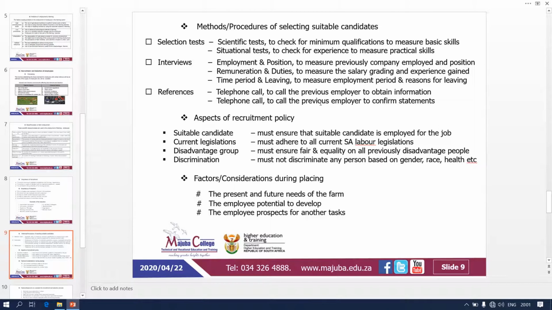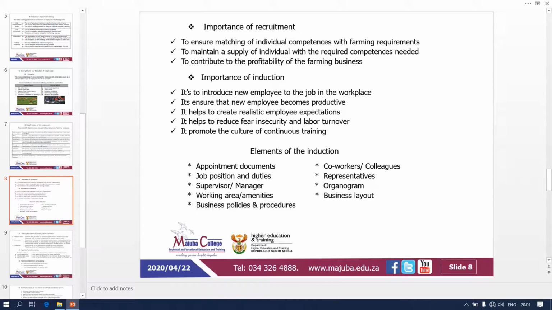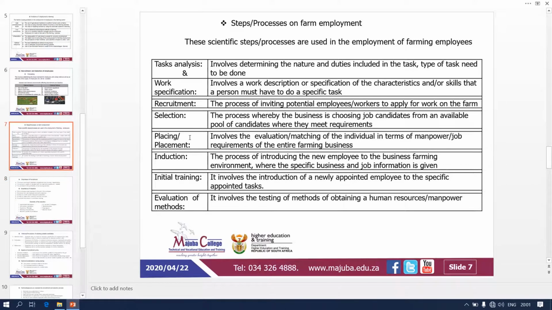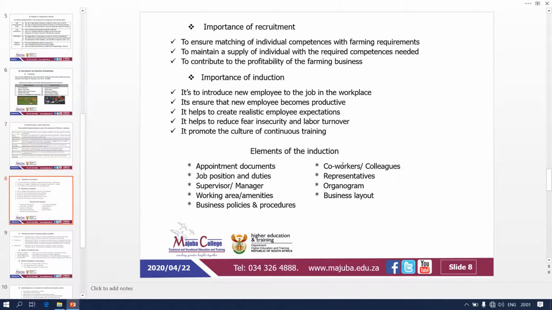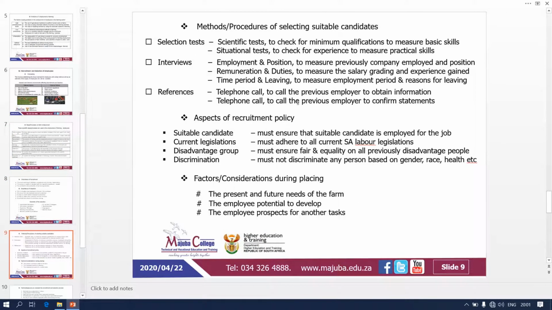Remember this one, where do you get it? You get it under selection, this step. This is the step that is very, very important. This is how you select, right? That the person is meeting the requirements. What are you checking? Maybe a scientific test to check minimum qualification, or a situational test, like experience in terms of practicals. Okay, interviews: what are you looking at now?